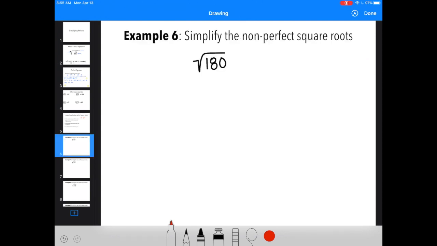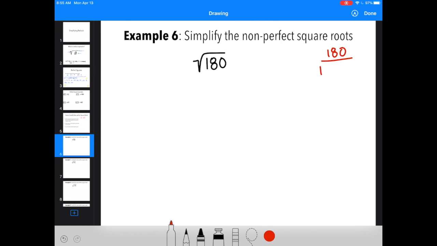Example 6. Simplify the non-perfect square root. I have the square root of 180. If I take the square root of 180, it just gives me a decimal number. So I need to see how I can break up that square root and simplify the parts. So time to make my list. What are some multiples of 180?